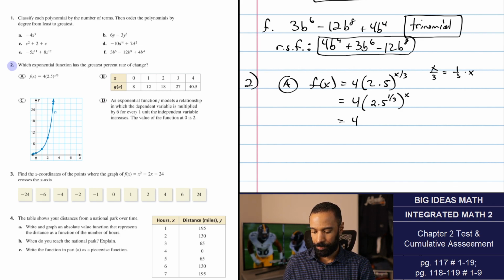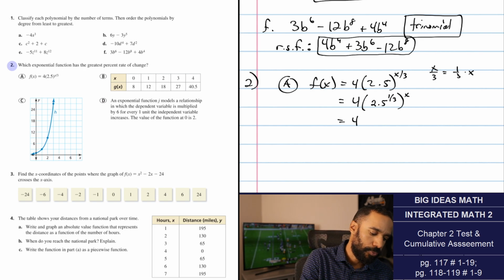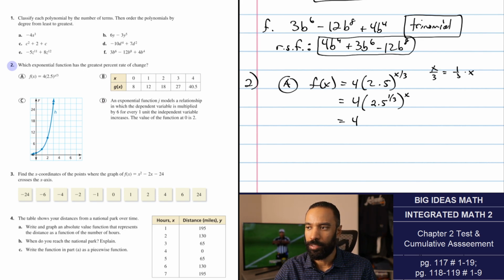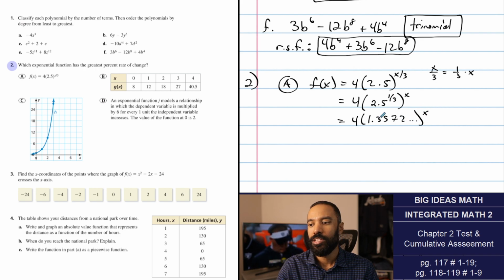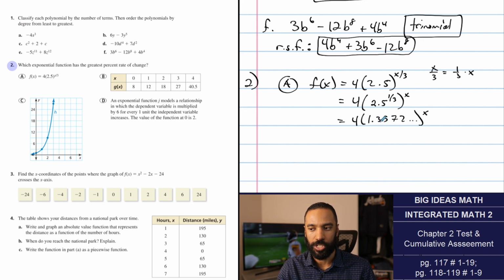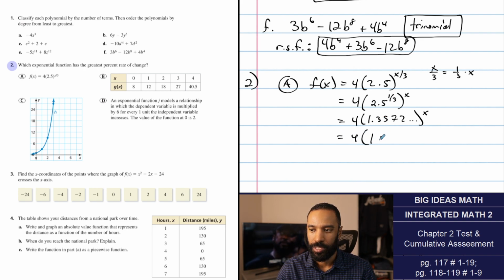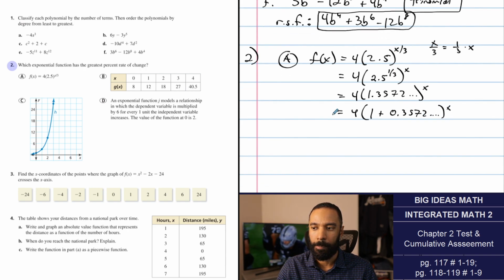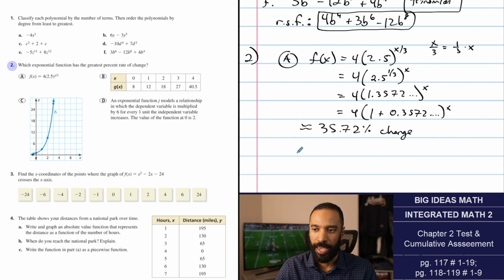Sorry about this. 2.5 to the 1/3 power. I didn't expect to use a calculator, but I forgot about this. 1.3572. I mean, it goes for a while, but I'm going to put 1.3572 to the x power. It's important because this is your percentage change. This is 1 plus 0.3572, which means this is about a 35.72% change. So that's A.